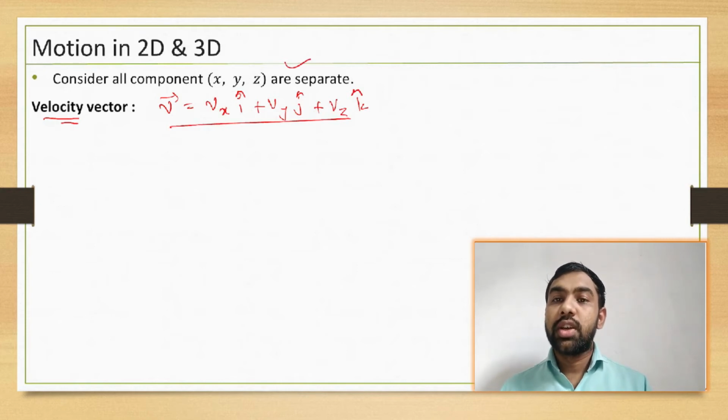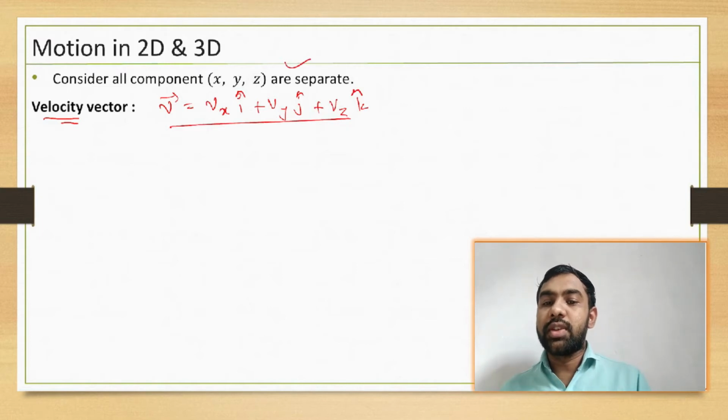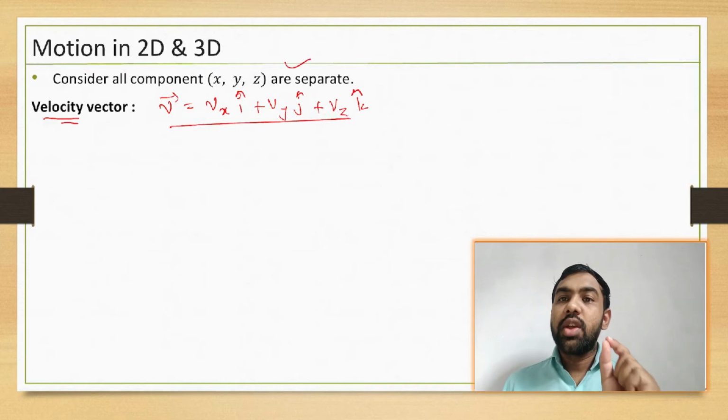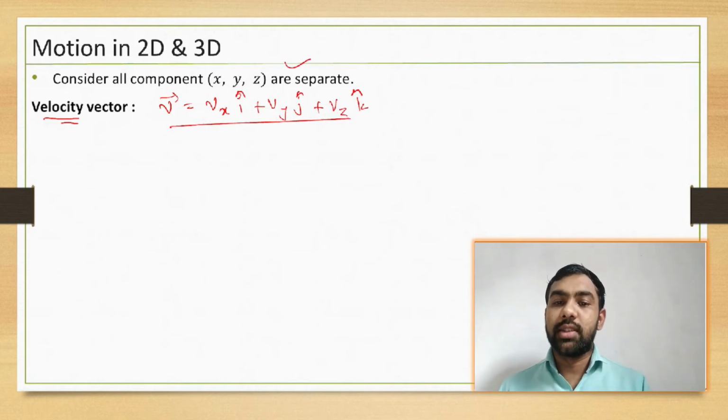Then what is the net velocity? The summation of all. Like displacement in the x direction is x and displacement in the y direction is y, then the net displacement is xi plus yj. Similarly, v is equal to vx i plus vy j plus vz k, where vx is the velocity along the x direction, vy is the velocity along the y direction, and vz is the velocity along the z direction. You get this answer.